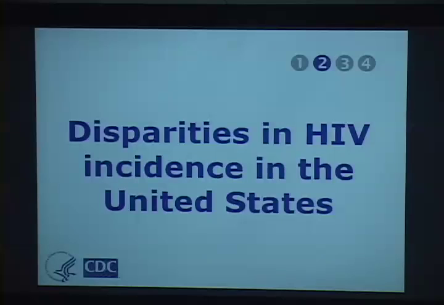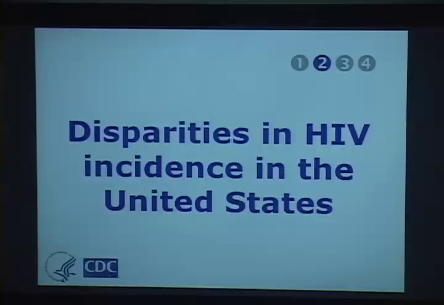CDC has developed a new Sentinel surveillance system which involves 22 jurisdictions across the United States. And these jurisdictions test newly diagnosed individuals with HIV with these new assays. And based upon extrapolations to our understanding of the overall population of AIDS cases in the United States, we're able to determine how many new HIV infections are occurring each year.